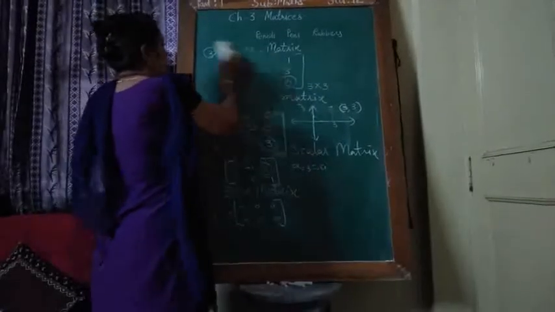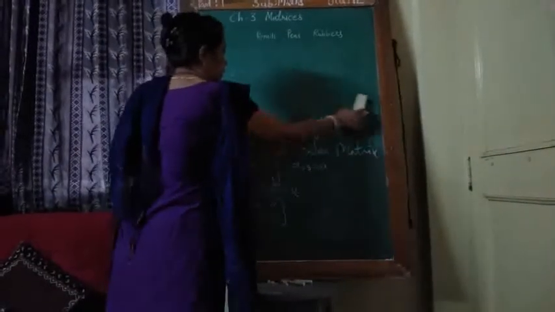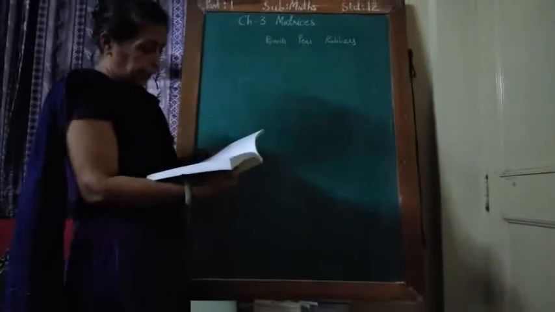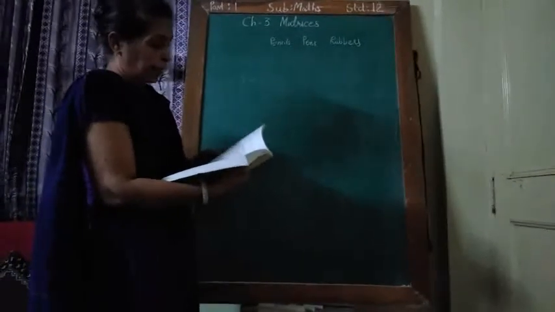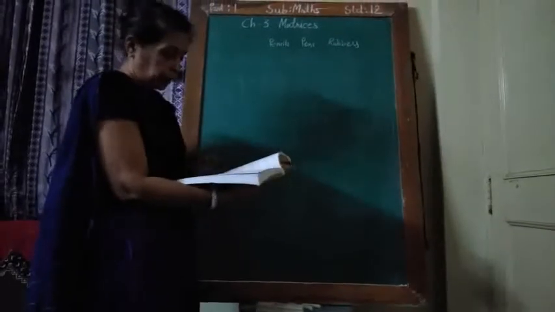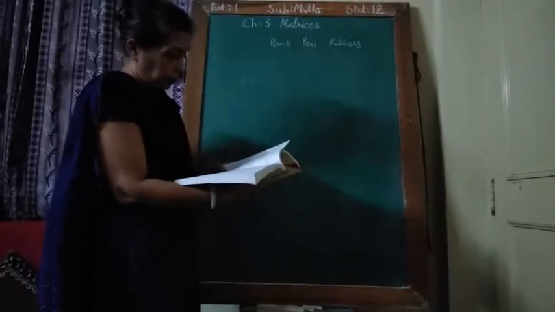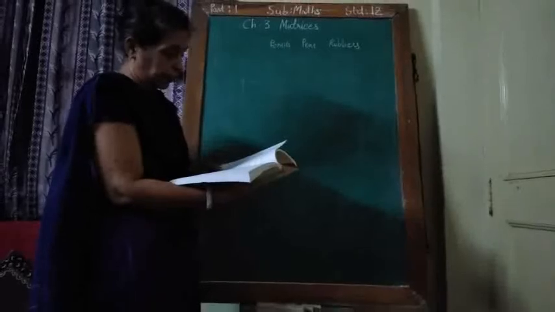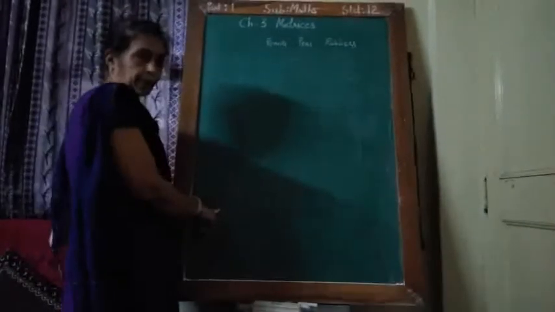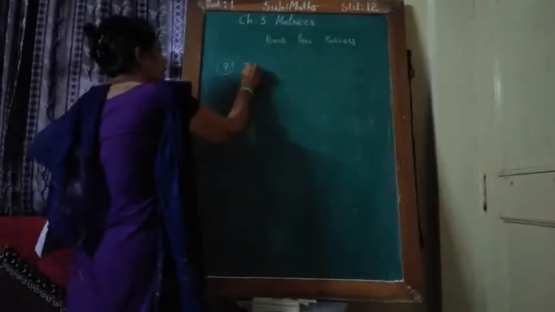Today I have informed you how many types of scalar and how many types of matrix, the general form. After that we shall start exercise 3.1. Just one matrix remains, the identity matrix. I have taught you up to 6 matrices and 7 is the identity matrix.